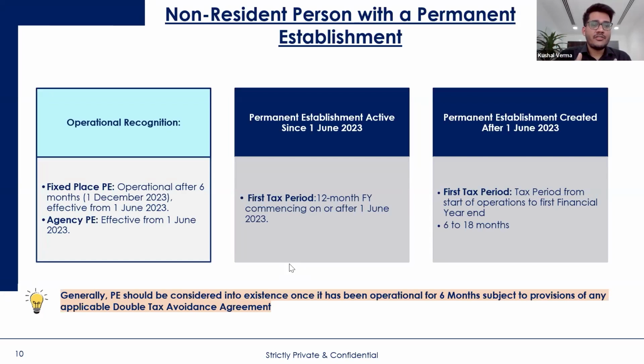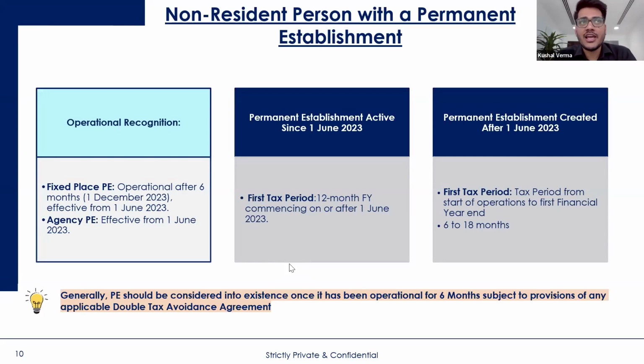And for the agency PE, the PE will be established from the date when the particular person is taking decisions from here. The agent taking decisions from here will be considered as agency PE. There may also be two scenarios: PE can be before 1st June 2023, or after 1st June 2023. The whole scenario is based on one thumb rule: a financial period starting on or after 1st June 2023 will be considered as the first corporate tax period. So the first tax period for the entities which have PE before June 2023 will be the 12 months financial period commencing on or after June 2023.